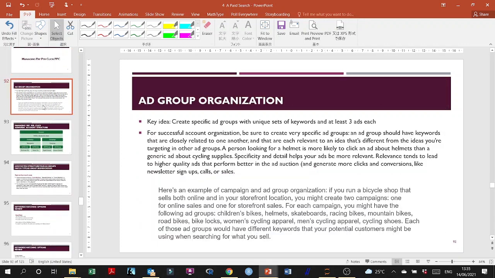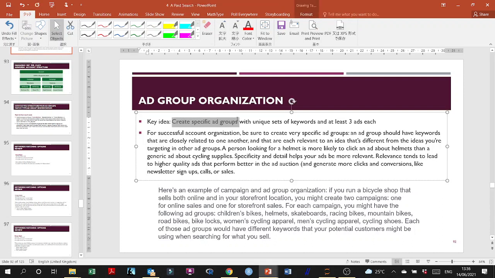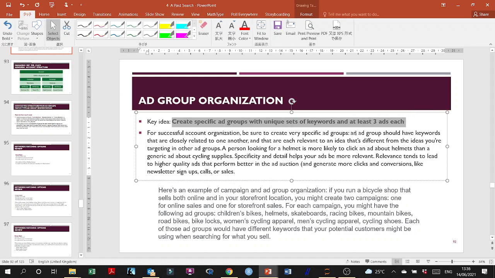Managing pay-per-click, we talked about the idea of ad group organization. With Google, they say create specific ad groups with unique sets of keywords and at least 3 ads each. And this is from Google, of course. Unique sets of keywords. Okay, that's interesting.